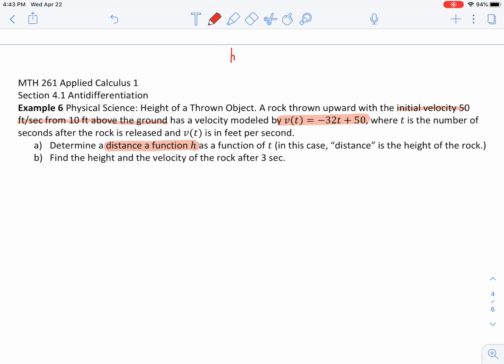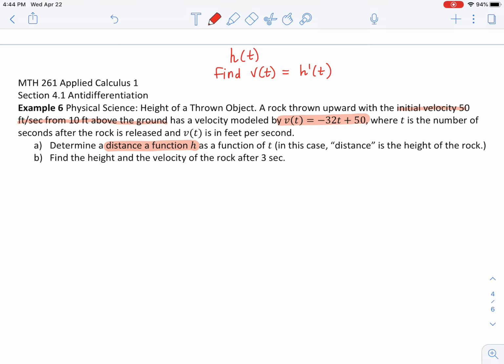If they're asking for a distance function, why don't you call it d? Why are you calling it h? Well, in this case, distance is the height of the rock. So far in our previous classes, you were given h of t, and then I asked you to find the velocity function v of t. And how did you find v of t? V of t was simply the derivative of h of t, or d of t, the distance function. And if you go one more step and take the second derivative, we call that the acceleration function, a of t, right?